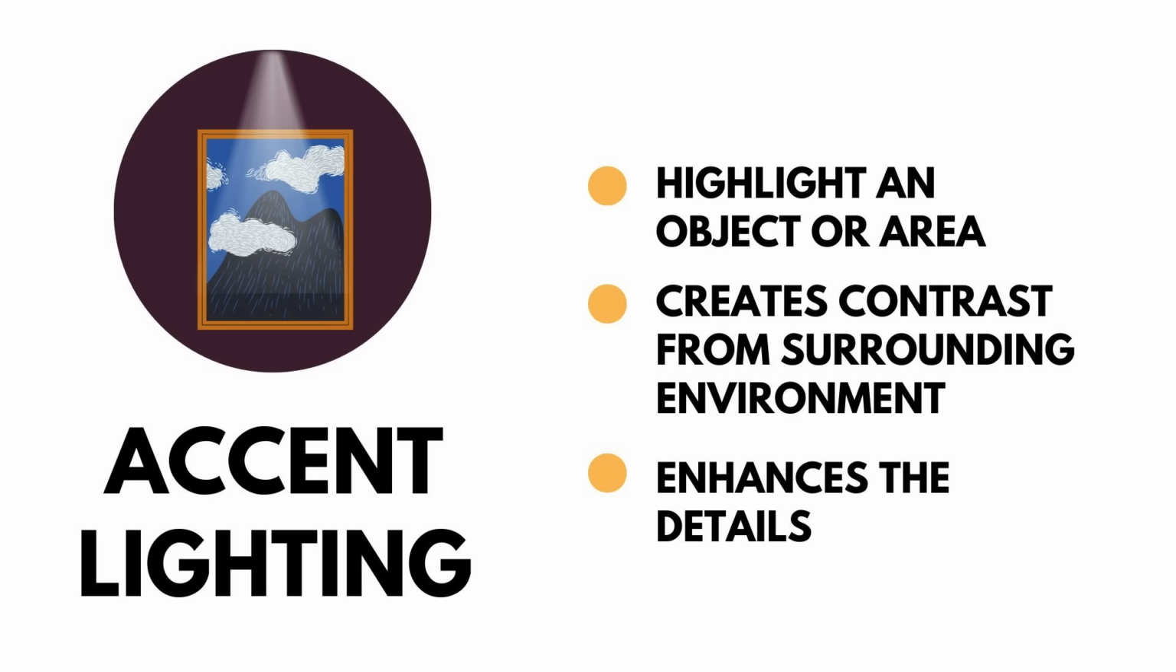Then your accent lighting is basically used to highlight an object or any area or create contrast from your surrounding environments. And it also enhances the details. So you can use a lot of wall points and other ways of layering lighting. It's not that everything has to come from ceiling.